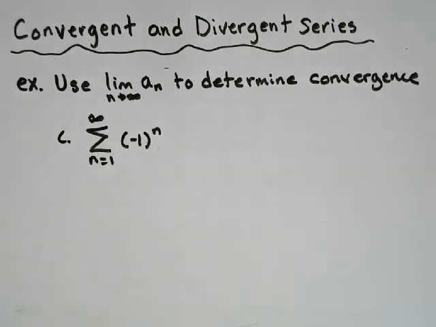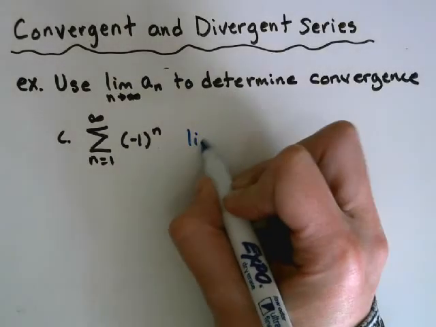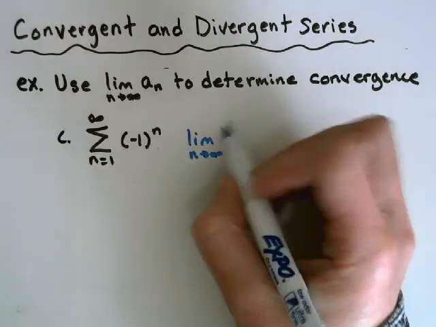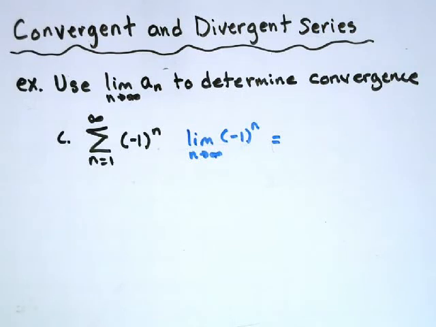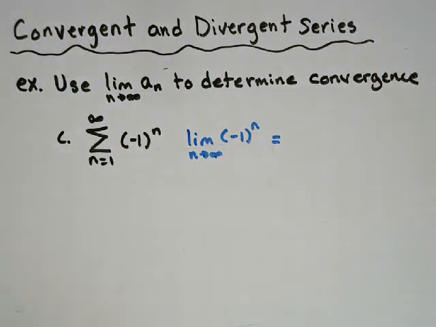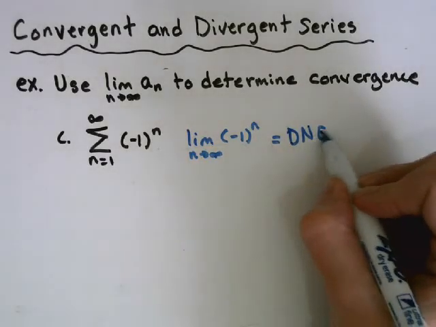Okay, so I'm going to do one more of these because this one kind of comes up. It's kind of a weird little series, because if I plug in 1, we're going to get -1. If I plug in 2, we're going to get 1. 3, you're going to get -1. So the series bounces back and forth. If I looked at the limit as n goes to infinity of my nth term, so (-1)^n, this thing bounces. It is either 1 or it is -1. And since it does not equal one single number, this limit does not exist.